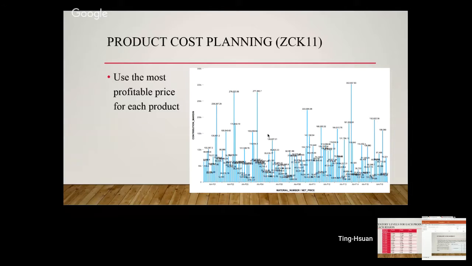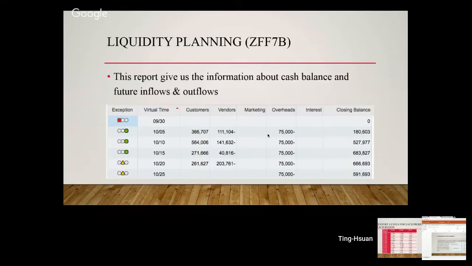Besides, in order to set the best price for each product, we need to find out the most profitable price for each of them. As you can see from this picture, the range of the profit we can learn from different prices is very wide. This is why we need to consider both product cost planning and most profitable price together.